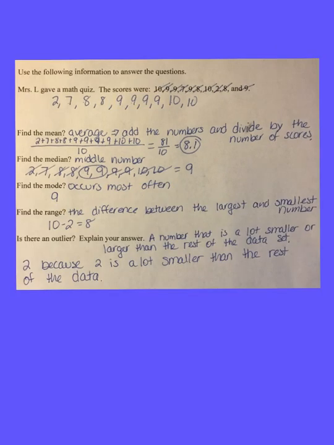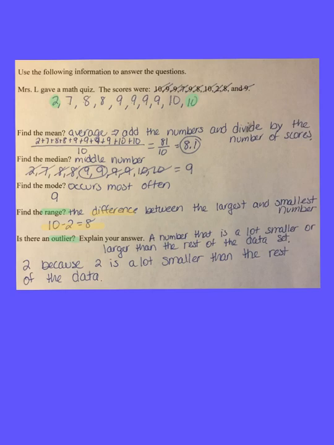The last two items that we're going to discuss today are range and outlier. The range is the difference between the largest and the smallest number. So you look back at your data set. Again, this is why it's helpful to have them in order from smallest to largest. I identify my largest and my smallest number, and then I subtract, because difference means subtraction. So I take the 10 minus the 2, and I find that the range is 8.